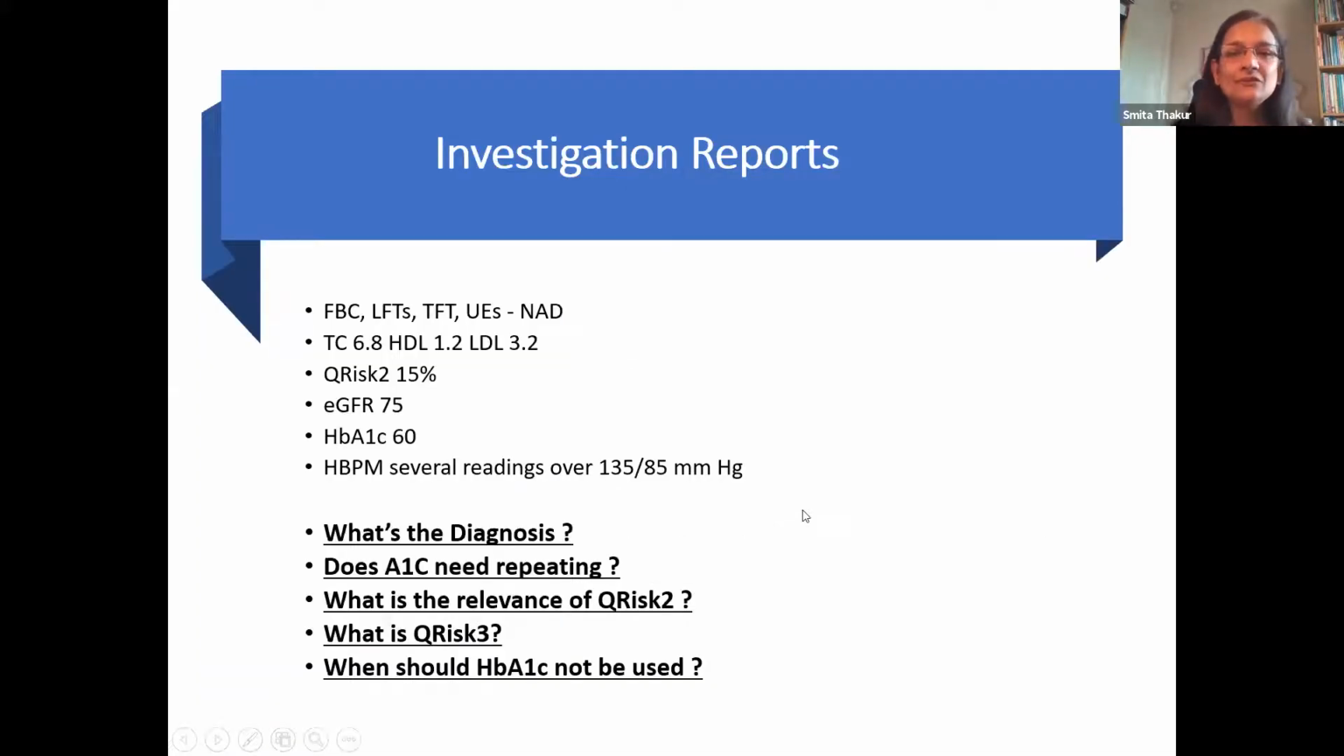Now we have the reports here. So his full blood count, LFTs, TFT, U&Es are normal. His total cholesterol is 6.8, HDL is 1.2, LDL is 3.2. His QRISK2 is 15%, eGFR of 75, HbA1c of 60. And his home blood pressure monitoring shows several readings above 135/85. So what is the diagnosis here?